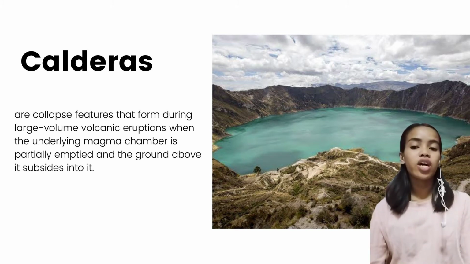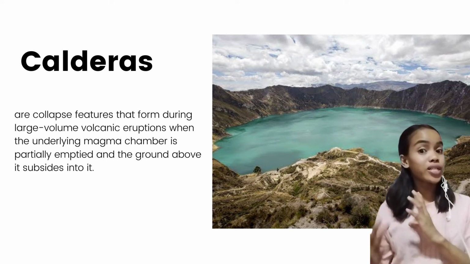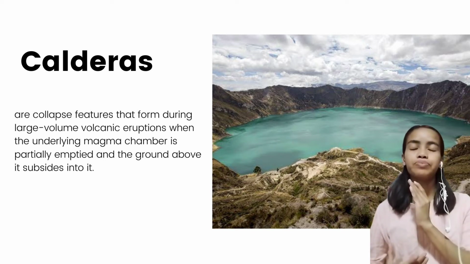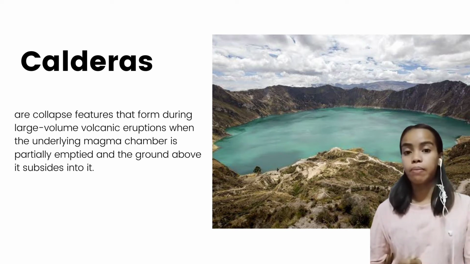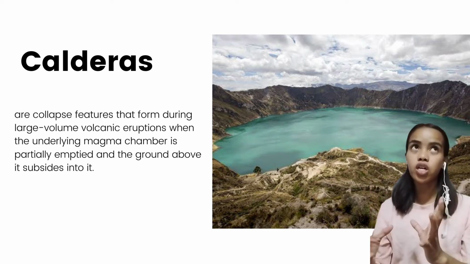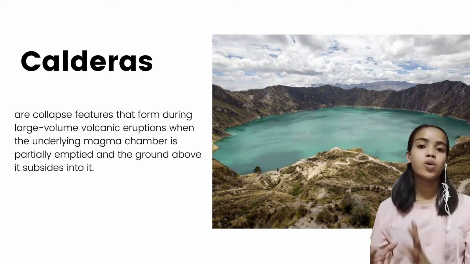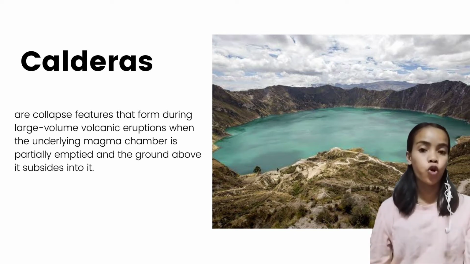So when the underlying magma chamber is partially emptied, the ground above it subsides. So when we say calderas, as you can see here, there is water stacking. Calderas occur just because of the large volume of magma. So an eruption happens, and the caldera forms.